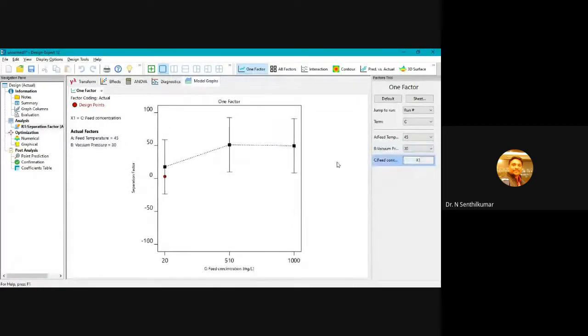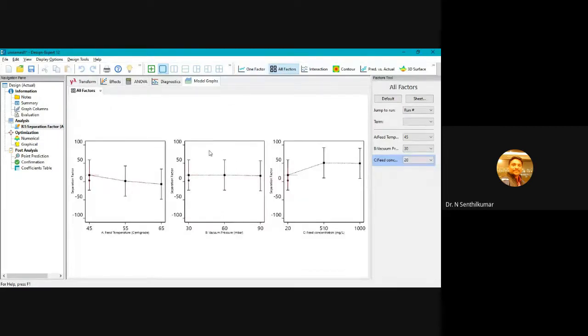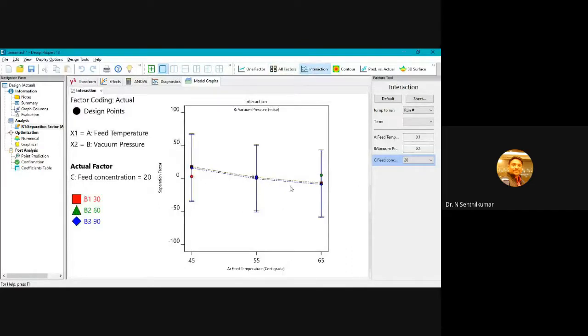Then feed concentration. Initially, with the concentration of feed from 20 to 510, there is a drastic increase in separation factor, after which it remains the same or only a small change takes place. So put together we can see it in all factors. Then the interaction plot can also be seen. So what does it imply? Both the lines are parallel to each other, so no interaction is seen.